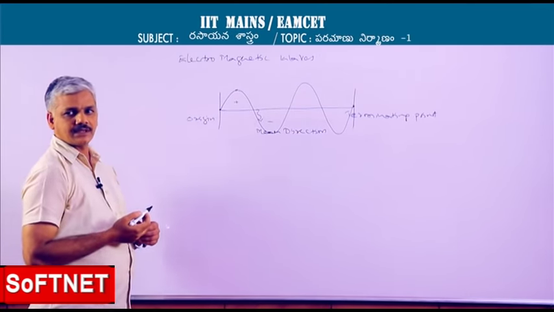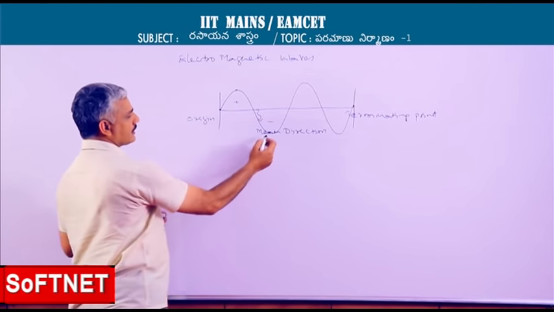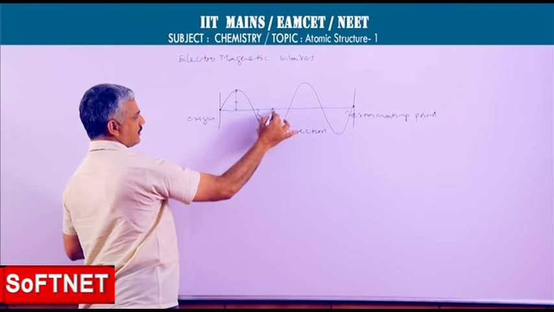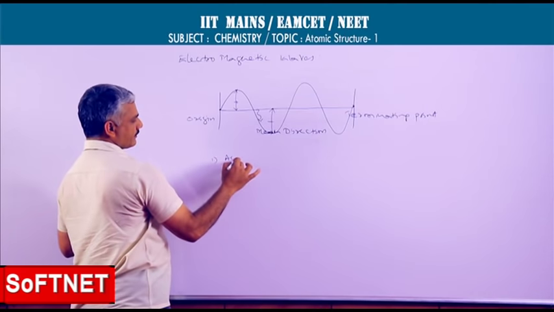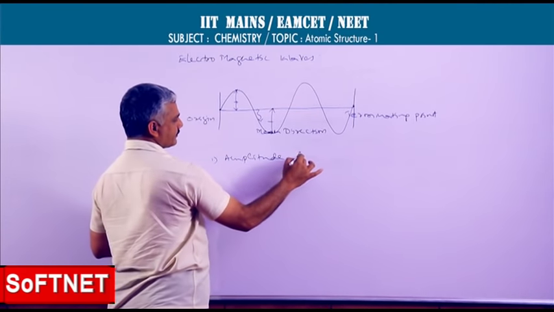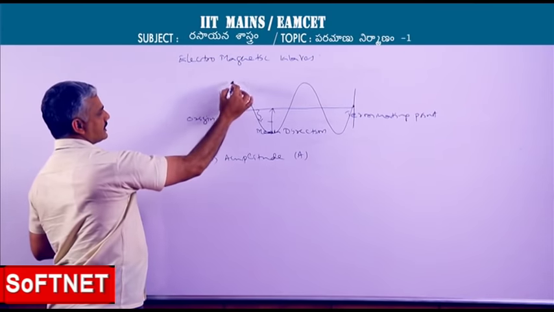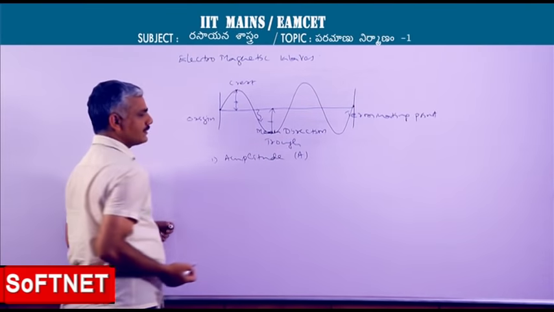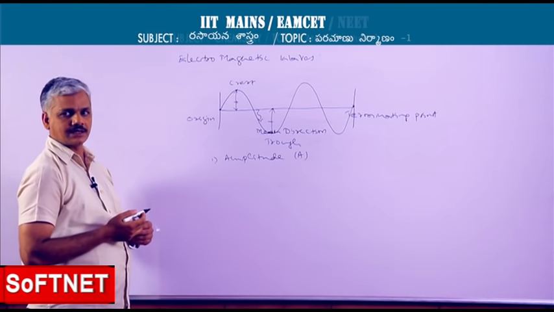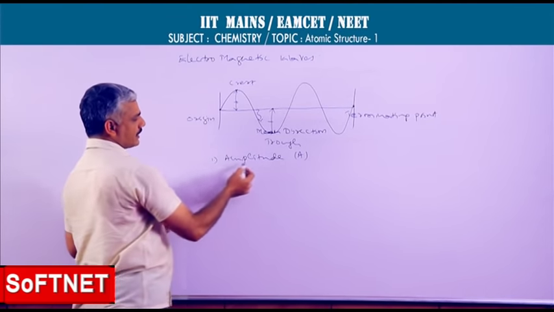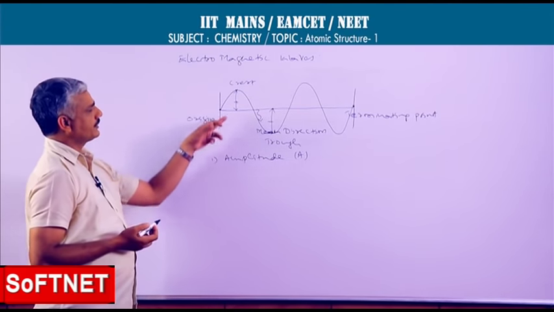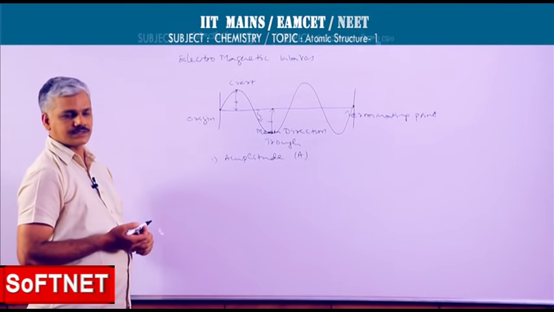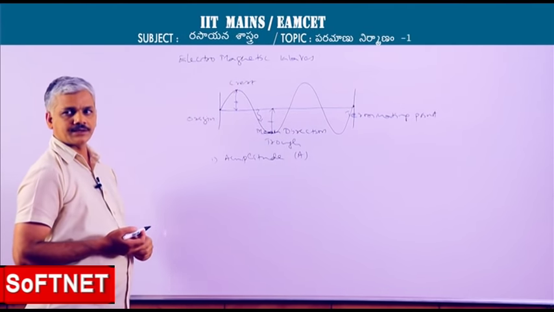So, from mean position to maximum distance covered in the positive direction or in the negative direction is taken as the first property of the wave called amplitude. This peak point in the positive direction is called as crest, and in the negative direction, that is downward direction, is called as trough. So, amplitude can be defined as the distance from mean position to crest or mean position to trough, which is the first property of electromagnetic wave.